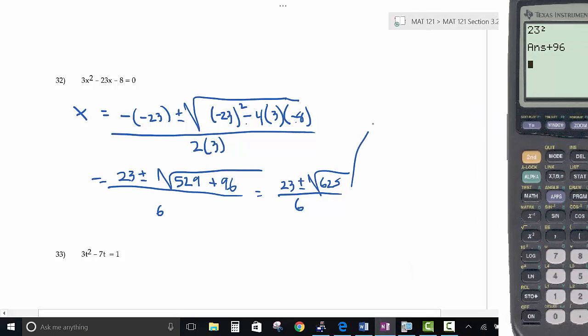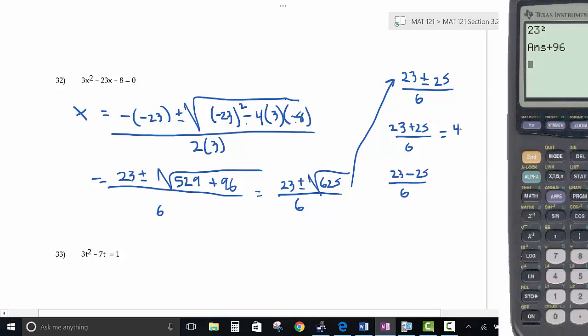So what you would have wanted to have done on this problem is this is 23 plus or minus 25 all over 6. Okay, now go ahead and get the 2 answers. Don't leave this answer like this. Do 23 plus 25 over 6, you want to work that out. Then you want to work out 23 minus 25 over 6 and work that out.